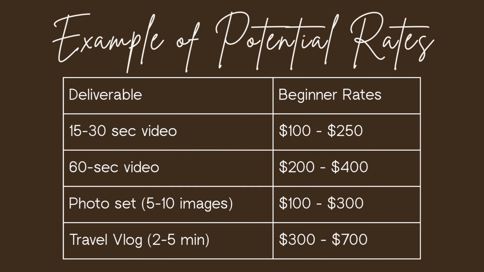Here's how much money you can potentially make as a beginner travel UGC creator. For a 15 to 30 seconds video, about $100 to $250. For a 60-second video, about $200 to $400. For a photo set, about 5 to 10 images, about $100 to $300.